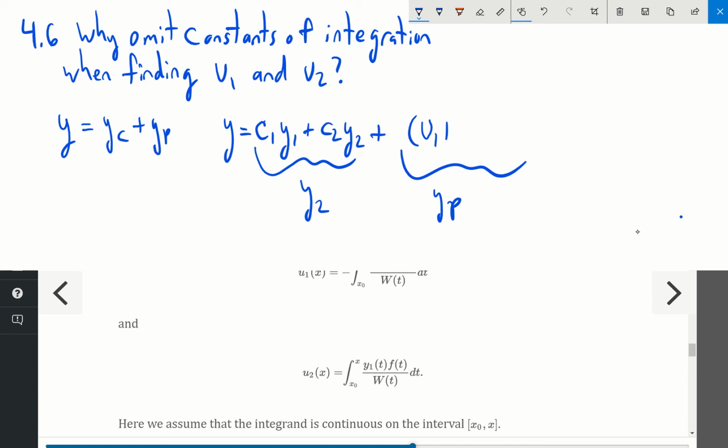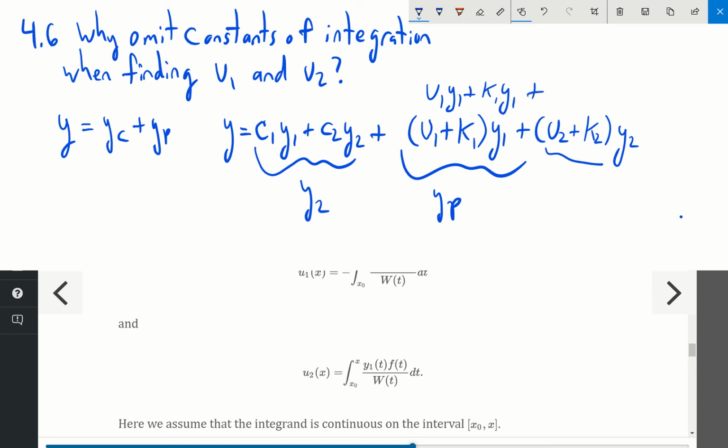Let's see what would happen. If I add that constant of integration, let me just call it k1, we know that gets multiplied to y1. And now let's suppose we have u2, and suppose I include the constant of integration here, I'll call it k2, times y2. Well, if you distribute that out, what we would get would be u1 y1 plus k1 y1. And similarly, if you distribute this out, you would get u2 y2 plus k2 y2.